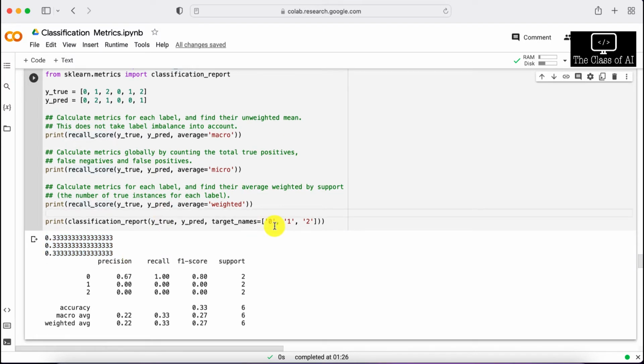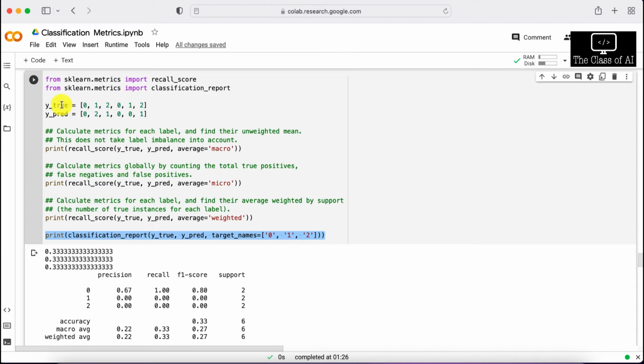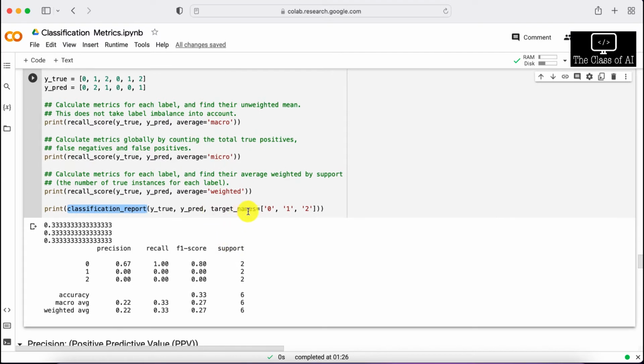Now, if you want to see the classification report, that is, how well we have classified these classes, you can use y_true and y_pred plus the classification report. You have to give the target names: class 0, 1 and 2, because there are 3 different classes. It will give you the support, which tells you there are 2 zeros, 2 ones and 2 twos.